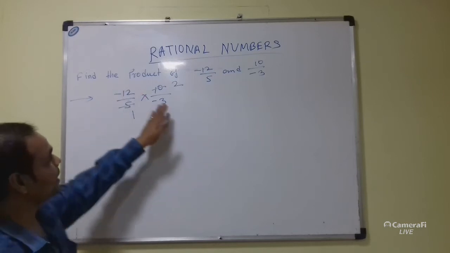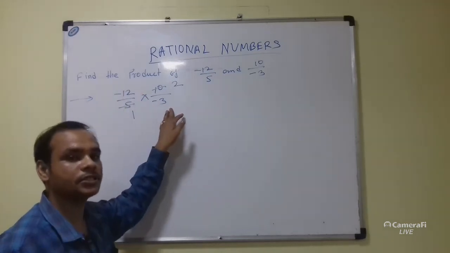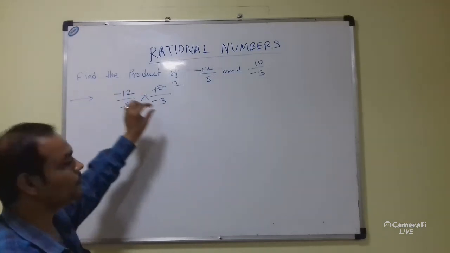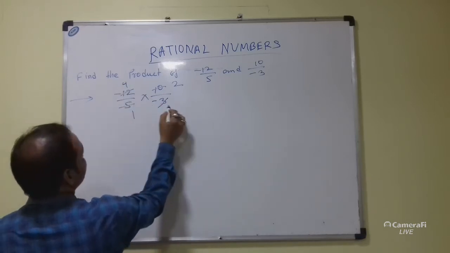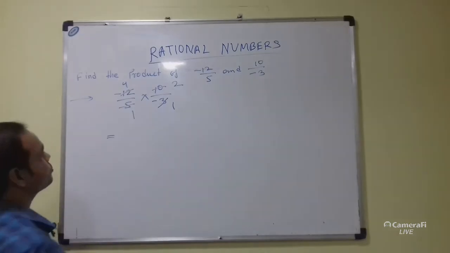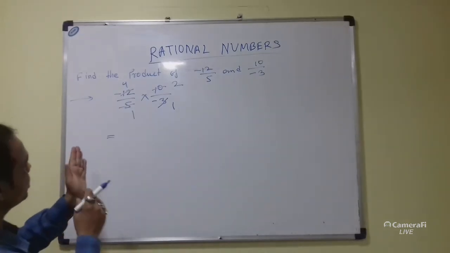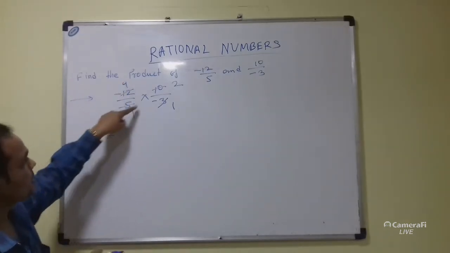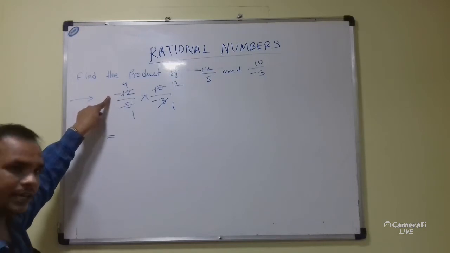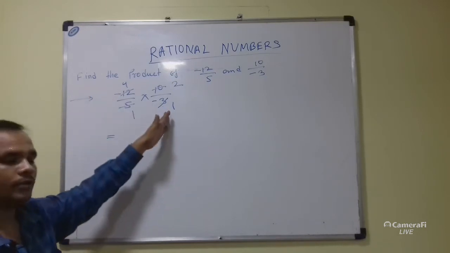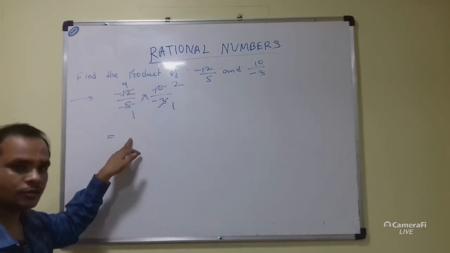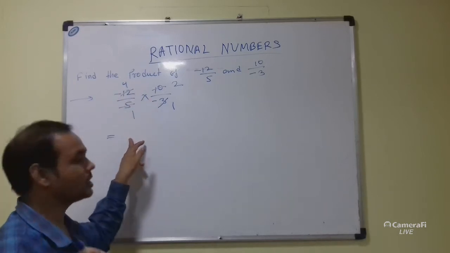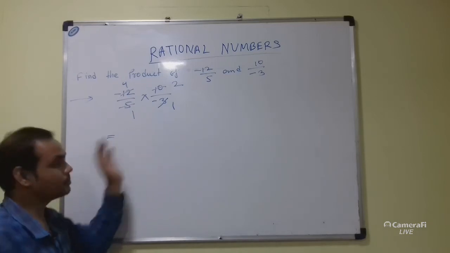Again students, 12 and 3 have a common divisor which is 3. So we can divide 12 and 3 by 3. So 12 divided by 3 is 4 and 3 divided by 3 is 1. Now students, here you can see that the first rational number has one negative sign and the second one also has a negative sign. So minus multiplied by minus is plus, so we need not give the positive sign.